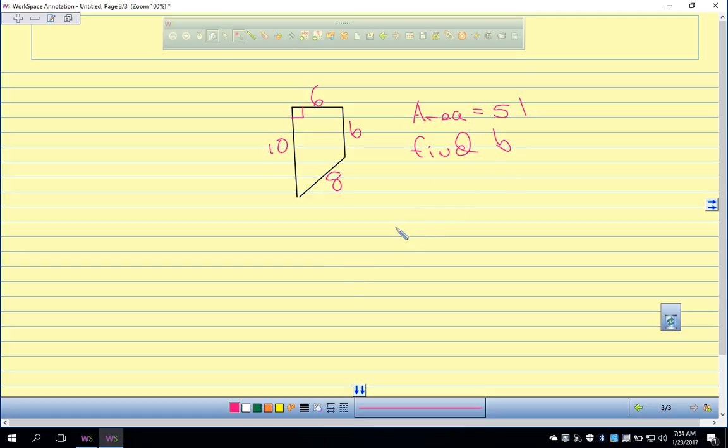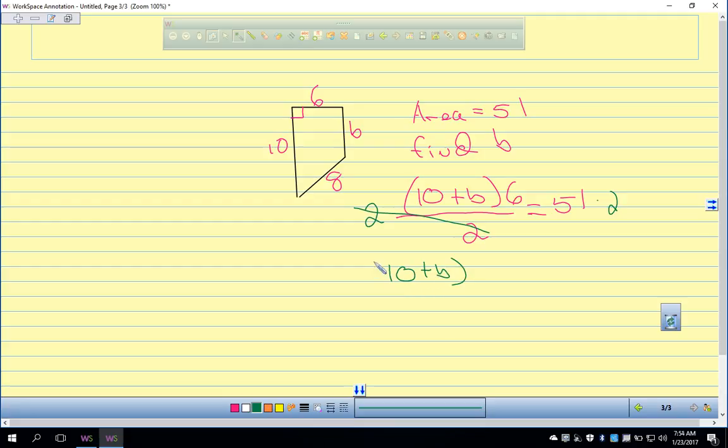Go ahead, Ben. So you do 10 plus B, in parentheses, times 6, divided by 2, equals 51. So don't just try to guess it. Set up an equation just like Ben did, because it's easy to do the algebra. How do I get rid of that 2 down there? Multiply both sides by 2, right? So this cancels out. I get 10 plus B times 6 equals 102. Then what?